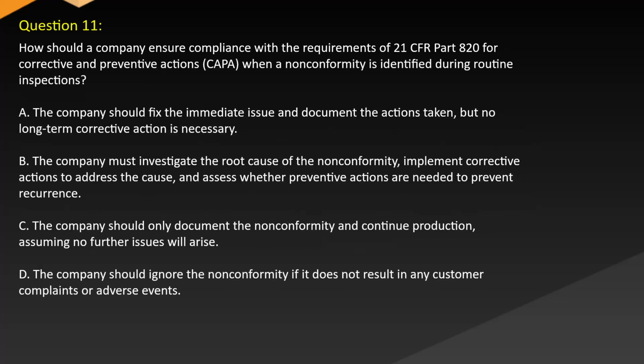Question 11. How should a company ensure compliance with the requirements of 21 CFR Part 820 for corrective and preventive actions, CAPA, when a nonconformity is identified during routine inspections? A. The company should fix the immediate issue and document the actions taken, but no long-term corrective action is necessary. B. The company must investigate the root cause of the nonconformity, implement corrective actions to address the cause, and assess whether preventive actions are needed to prevent recurrence. C. The company should only document the nonconformity and continue production, assuming no further issues will arise. D. The company should ignore nonconformity if it does not result in any customer complaints or adverse events.